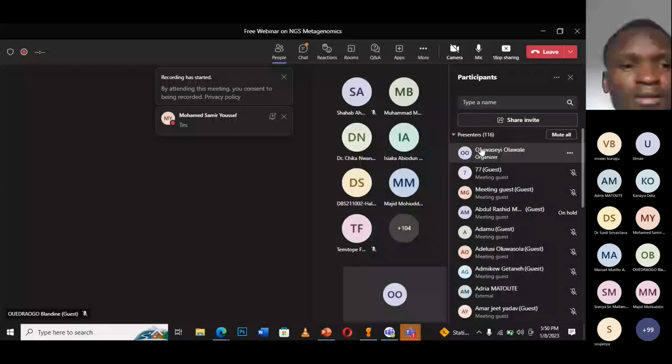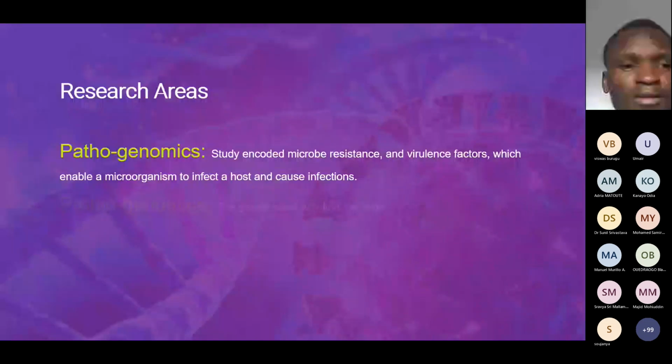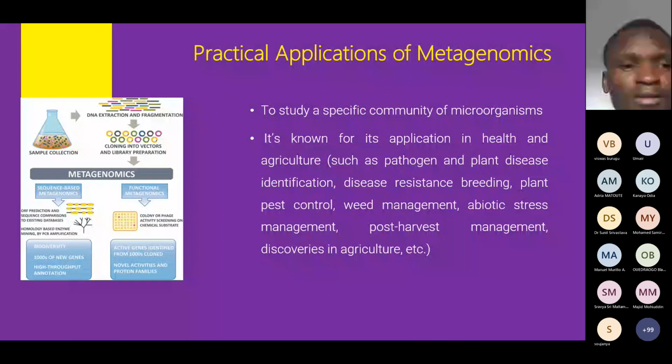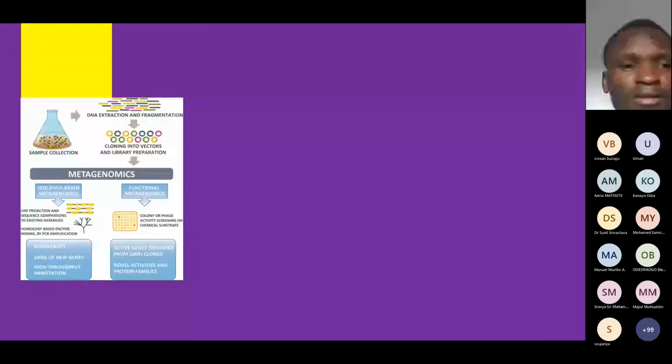So I was talking about the applications of metagenomics, right? First of all, I talked about how you can start with metagenomics. The first thing is you get a sample from the environment. Now I said the other time that the metagenomic environmental sample can either be the soil, the water, the feces, or the clinical samples. All right. So as far as you can get genetic materials from any environment, you can actually embark on metagenomics research.